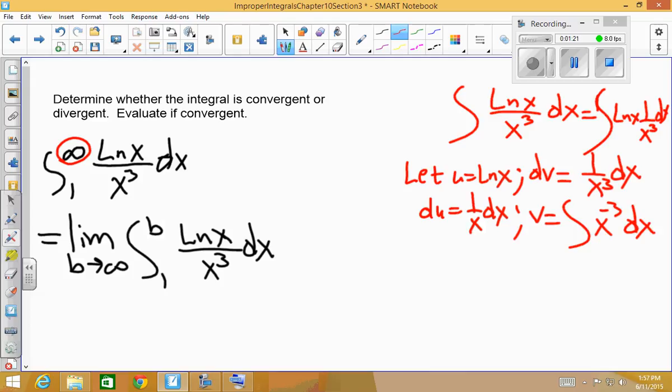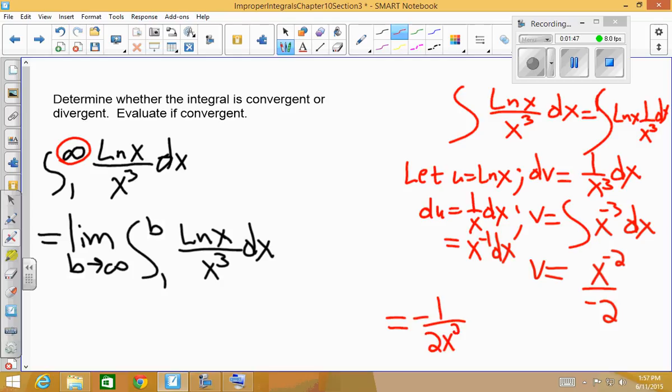1 over x cubed is the same as x to the negative 3. And then when we integrate that, we get x to the negative 2 divided by negative 2. Notice here that 1 over x is the same as x to the negative 1. So integration by parts tells us that our original integral will be equal to u times v, so negative 1 over 2x squared natural log of x, minus the integral of v, which is negative 1/2 x to the negative 2, times du, which is x to the negative 1 dx.